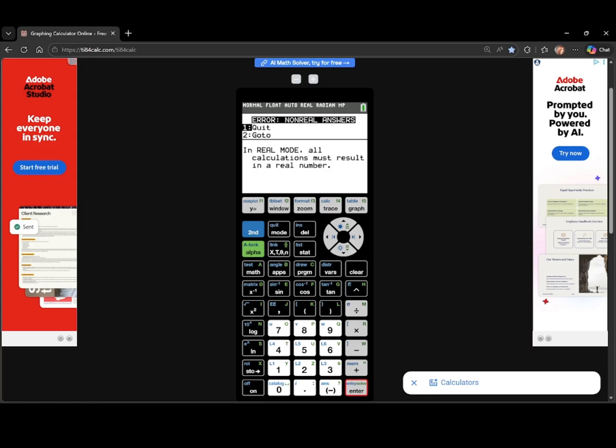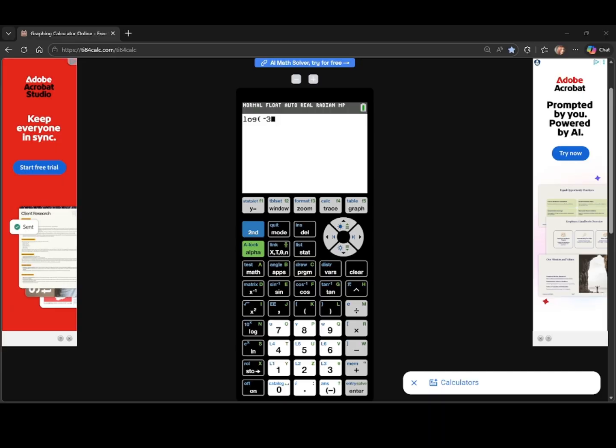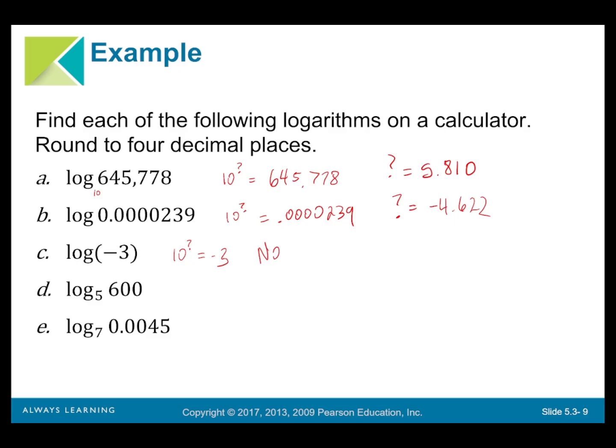So I can either hit enter for quit, or I can go down to go to, and it'll bring me back to where I was in case I want to fix it for myself. So that's what happens. Your calculator knows you can't do this, and it will give you an error, and that was correct. So now, going back, no, this does not exist. So I like to write DNE for does not exist.